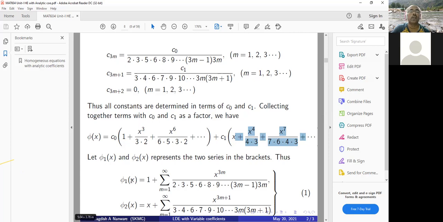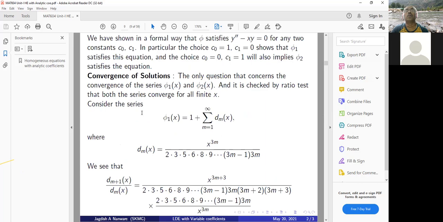So why are we taking these as two solutions? Because we know that a linear combination of two solutions is again a solution, phi of x, right? So with the coefficients C0 and C1. Now, C0 may be 1, C1 may be 0, and so on, this choice of C0 and C1. So in both the situations, we see that both the functions phi1 of x and phi2 of x satisfy the given equation. And now, let us discuss the second point.